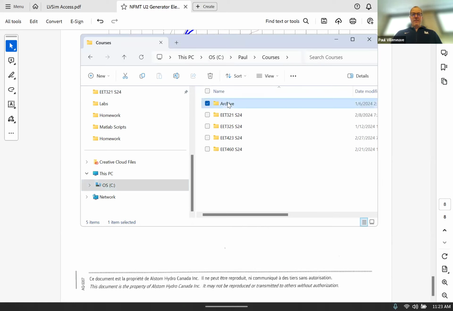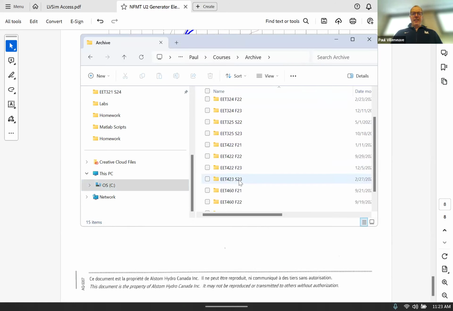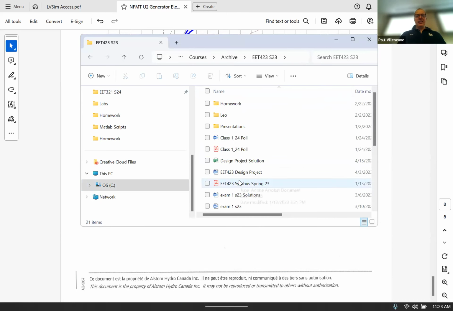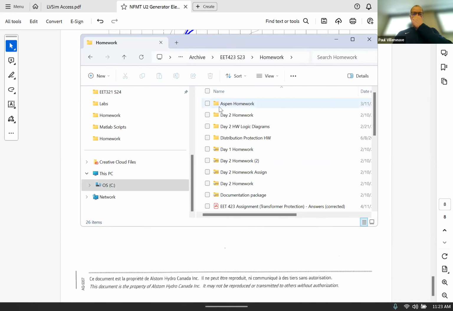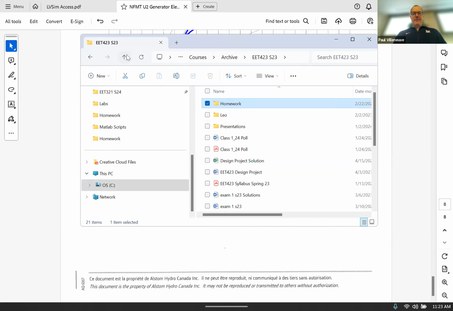Let's go and look at that generator again, because we saw XD, XQ, all those different things. Whoops, this is the wrong class. Sorry.